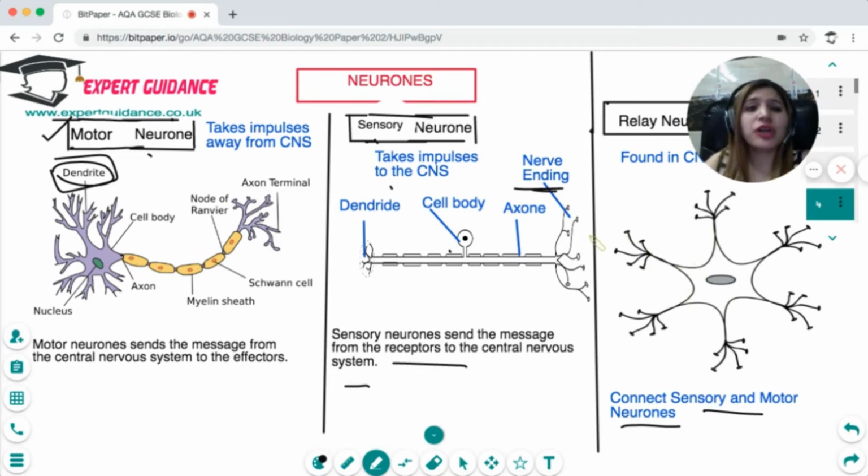So you should know the difference between the three types of neurons, where we find them and what their function is. And if possible, you should know this diagram of the neuron and the labelings, each of the terms, each of the things which are there in this structure.